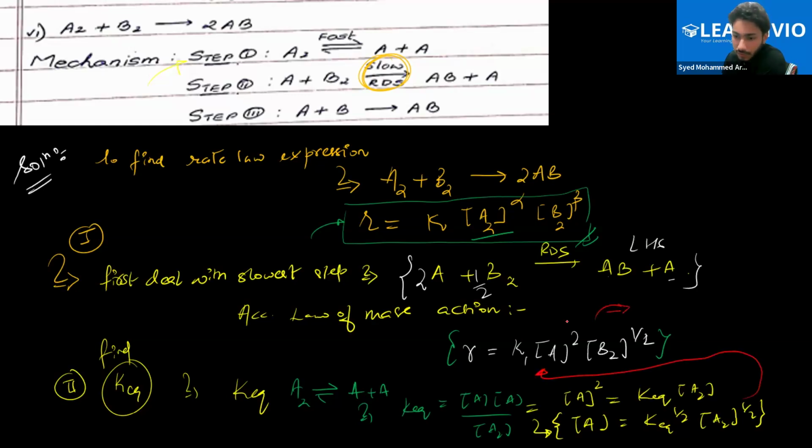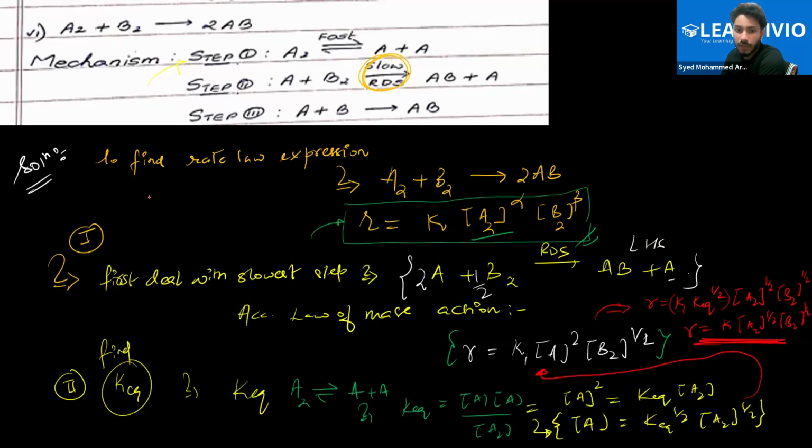After putting the value of A here, K1 into K equilibrium to the power of half, now A2 to the power of half, B2 to the power of half. So the final answer would be R equals K. This K1 multiplied by K equilibrium to the power half equals K. Why? Because this is a constant. If you multiply constants, you end up getting a constant. So I just replace these two with a single constant. That's it. So, constant times A2 to the power of half, B2 to the power of half. Now you'll get your answer.